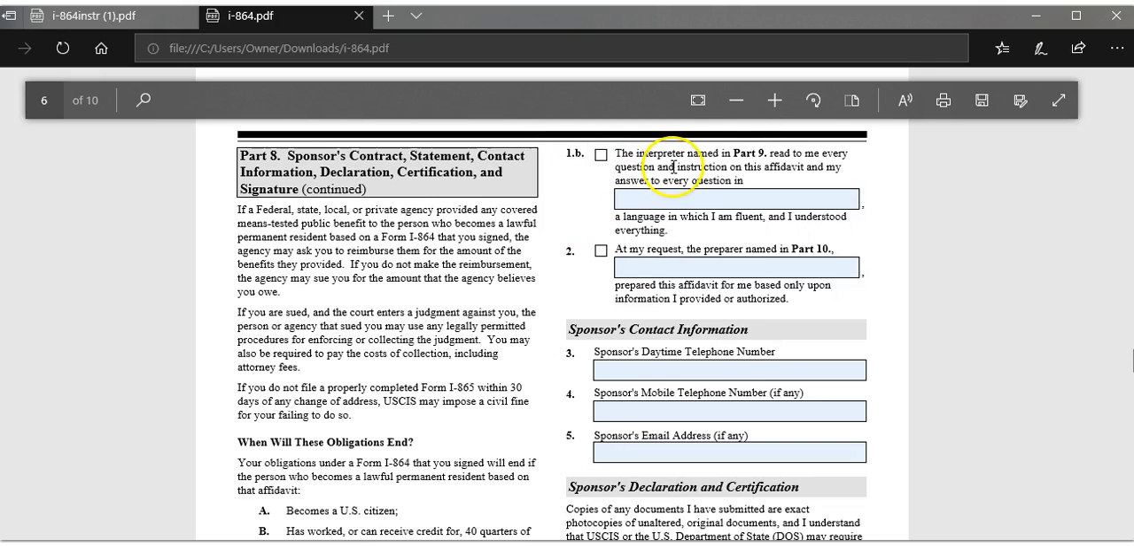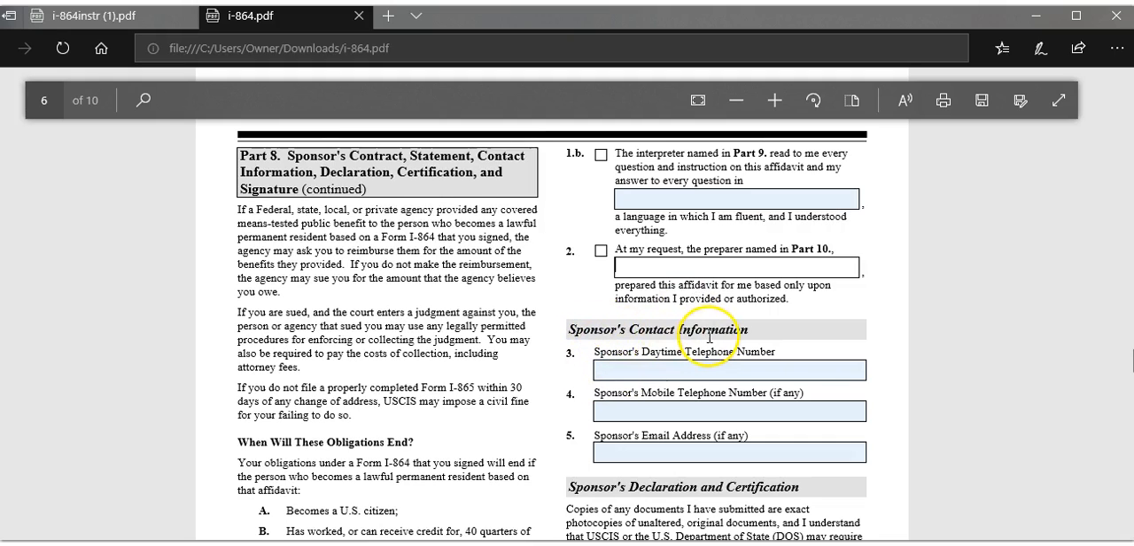We can do this. 1B, the interpreter's name is in part 9. So if you use an interpreter, someone that helps you fill out this form, that person is going to be in part 9. Reads to me every question and instruction of this affidavit and my answers to every question, and you have to put the language in which this interpreter read it to you. Number 2, at my request, the preparer named in part 10. So if someone prepared this form for you, you write down the name of that person in here. This is the one that read to you, and this is the one that prepared it for you.